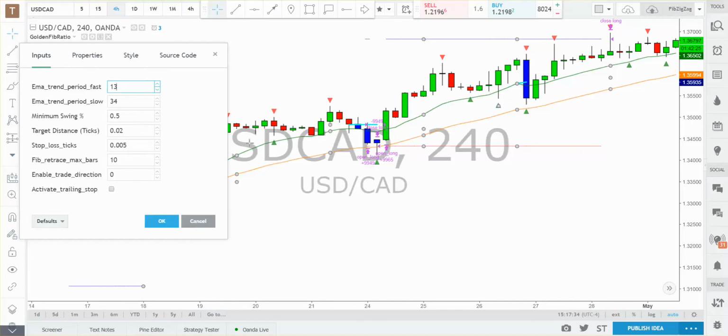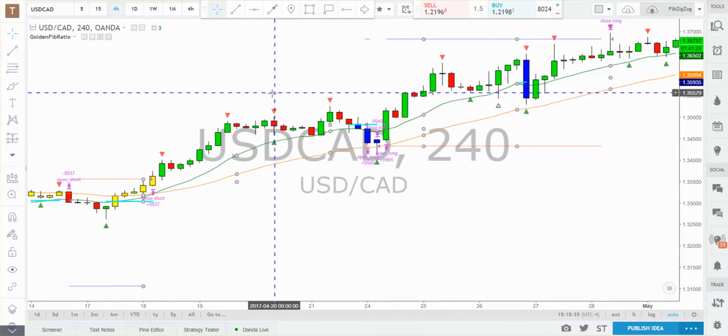What this does is limit the swing on which the fib retracement is based to be, at the very least, a certain percentage. In this case, it's set to 0.5 for the 4-hour chart on the US dollar Canadian pair. This is going to change. If you're trading the 5-minute chart, this will not work. You will not see any trades, or very few trades, because the swings on a 5-minute chart are much lower in percentage terms. So that's the parameter that, along with the target and the stop loss, needs to be changed depending on which pair and time frame you're looking at.